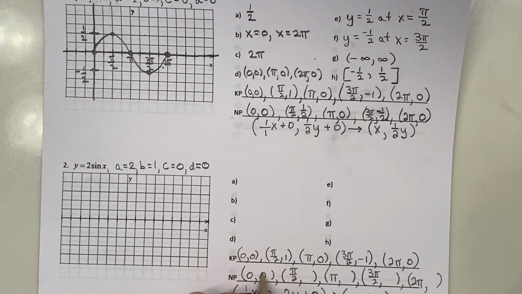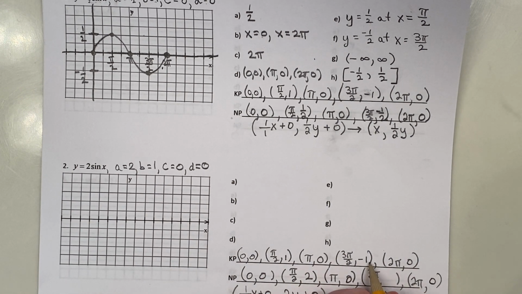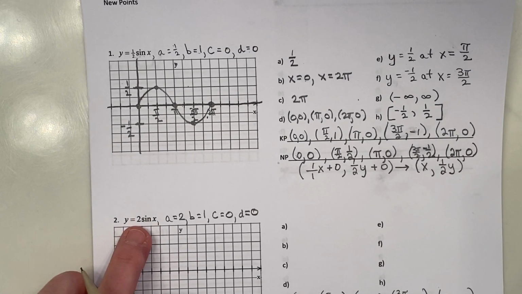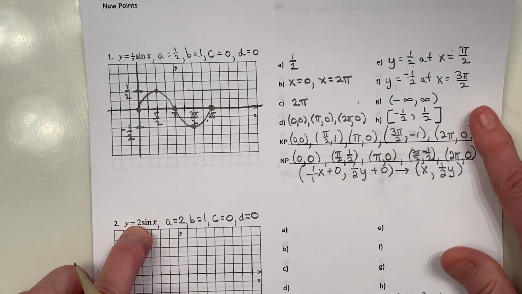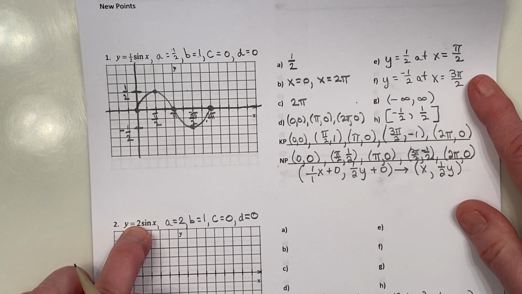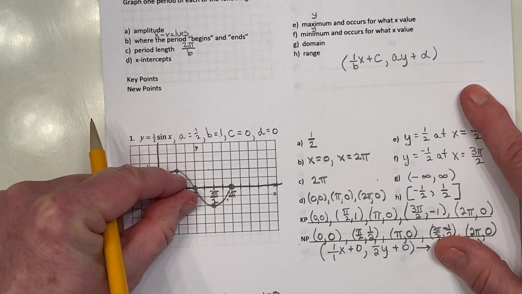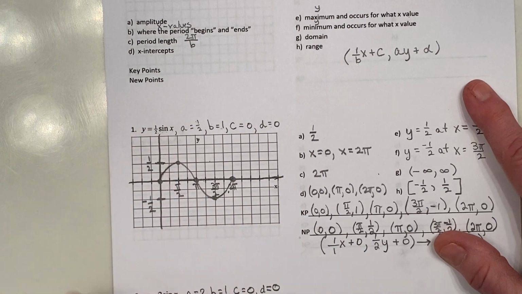Zero times 2 is still 0. 1 times 2 is 2. This will be a 0. This will be a 0. 2 times -1 is -2. I think we can imagine that we're going to vertically stretch by a factor of 2 because of this a value. Just like up here, we vertically shrunk the parent function to a half because of that a value.